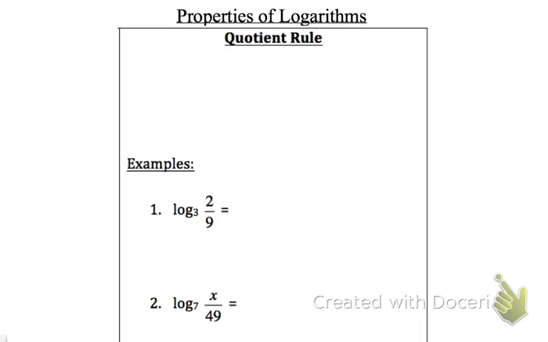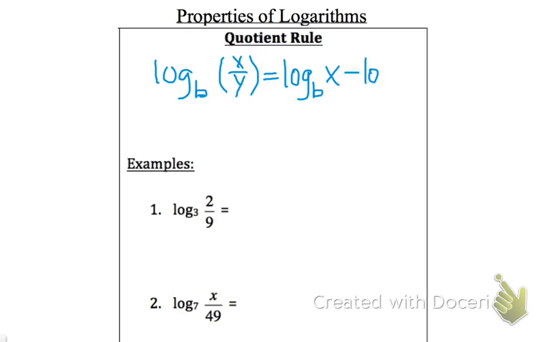The second rule is called the quotient rule, and this is going to be very similar to the product rule, only in this case we're going to take the log base b of a quotient, we'll say x over y, and that one logarithm can be rewritten as two logarithms, log base b of x, the numerator, minus log base b of y. So it's a way of taking a quotient that we're taking the logarithm of, splitting the quotient into its numerator and denominator as individual logarithms, and subtracting: the log of the numerator minus the log of the denominator.